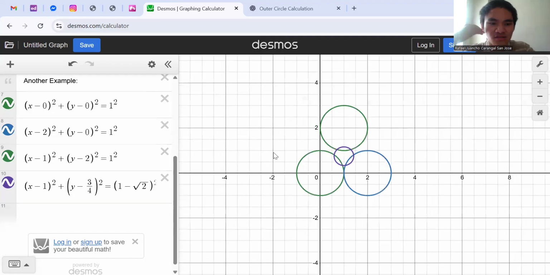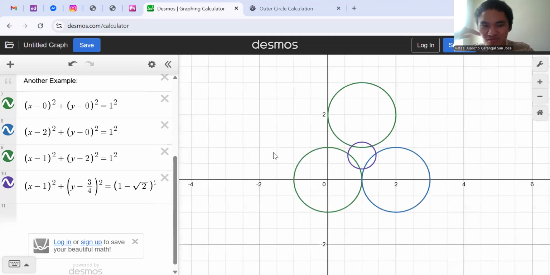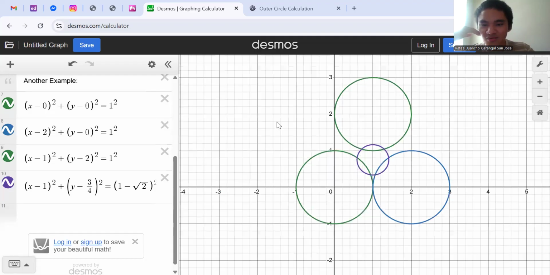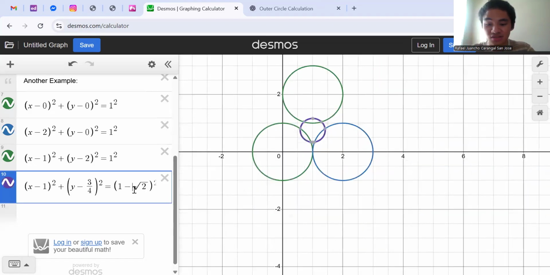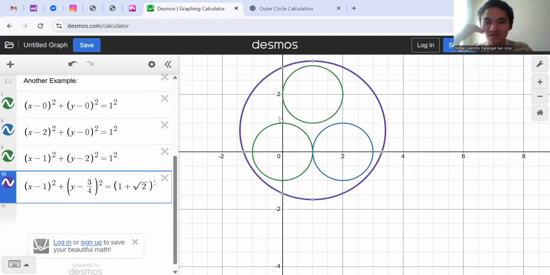Oh, it doesn't work again. So I guess at some points it does work. At some points it doesn't. Like here in this case, it doesn't work. Because see here, it's not tangent. I guess there must be other assumptions that we can consider when we're doing this. What other assumptions are there?